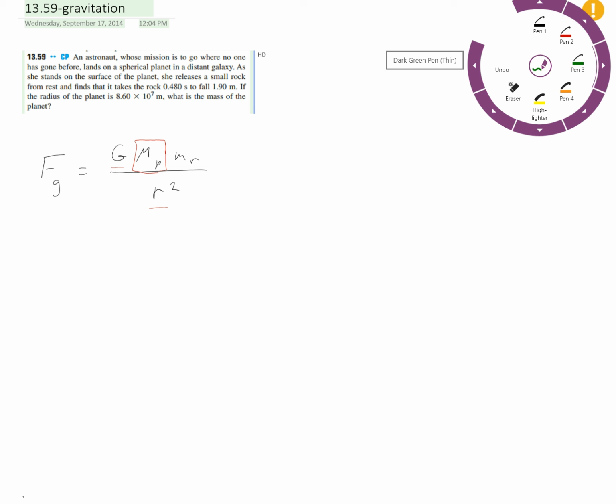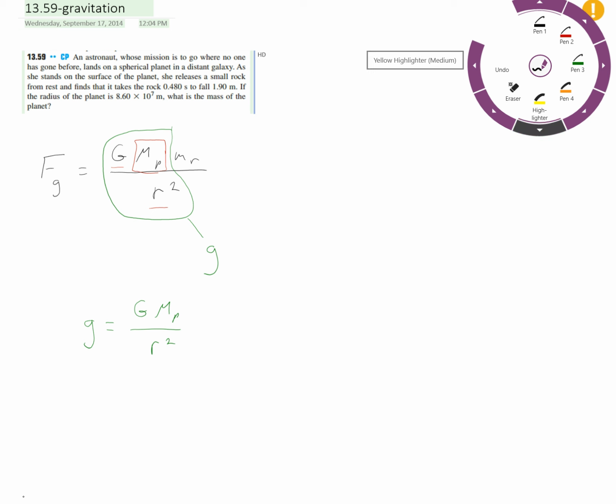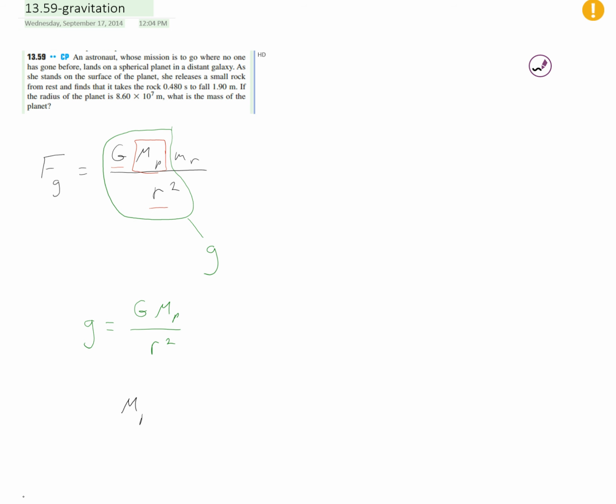Well, that's fine, because we're given enough information to figure out what the acceleration is. And this component of force due to gravity, that's essentially our acceleration due to gravity on the planet. So we can say that g, or acceleration of gravity, is equal to G m planet over r squared. And then we can solve that for the mass of the planet. And then when we substitute our numbers in, we'll have the component we're interested in.